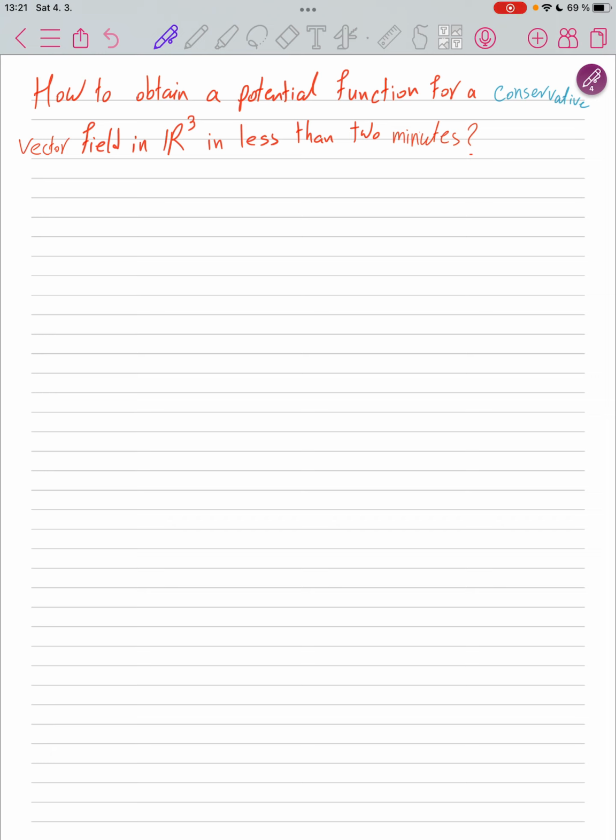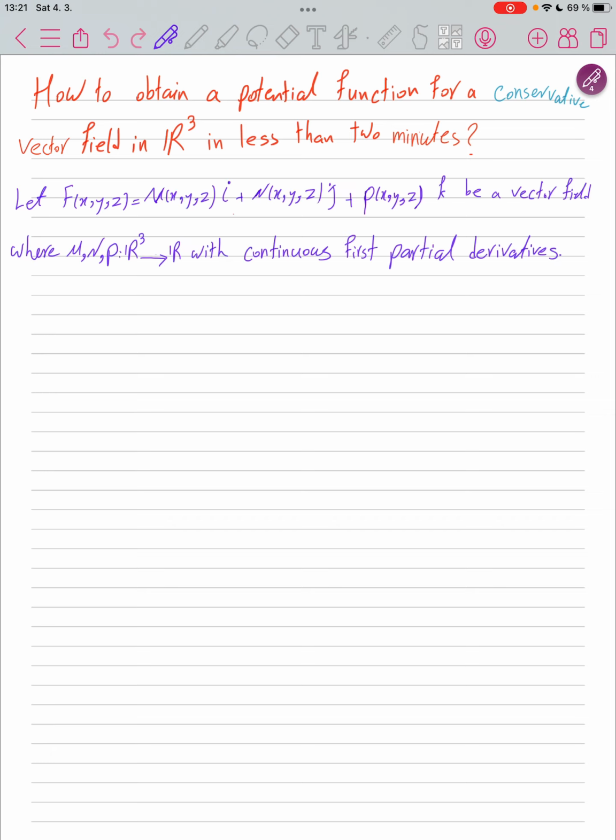So let me first remind you about the notion of a potential function for a vector field, and then I will briefly explain what is the more standard way to obtain a potential function for a vector field in some reference books. And then finally, I will explain a shortcut that helps you to obtain a potential function for a vector field in less than 2 minutes. So, okay, let's cut to the chase.